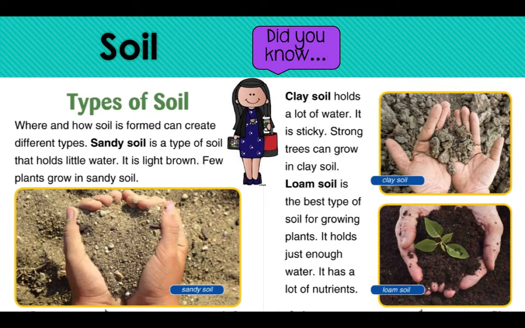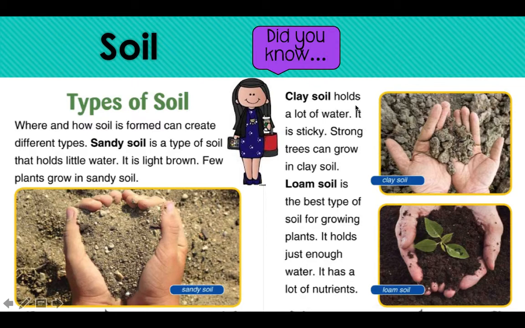So here's soil. And did you know there's all kinds of different types of soil? I had no idea. I always just think of the dark soil that we plant in. But it says where and how soil is formed can create different types. Sandy soil is a type of soil that holds little water. It is light brown. Few plants grow in sandy soil. Where do you think you might see soil like this? Go ahead and pause and talk with a buddy.